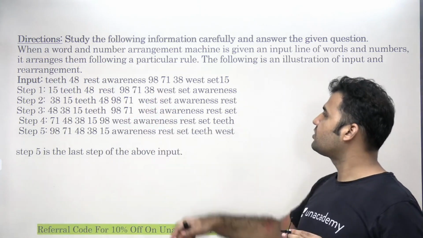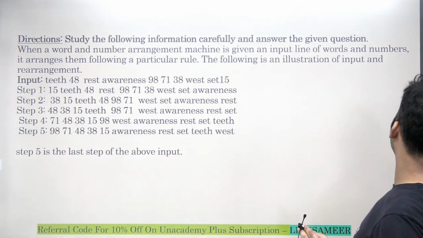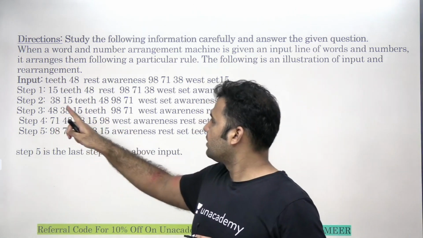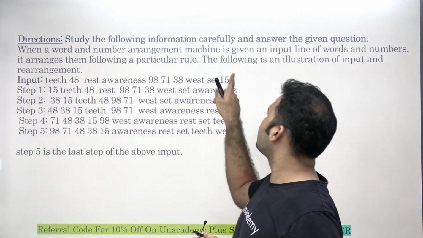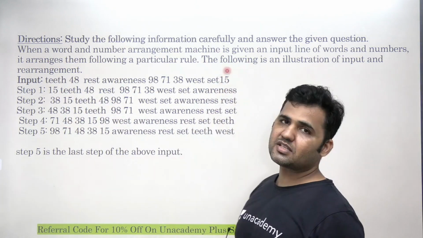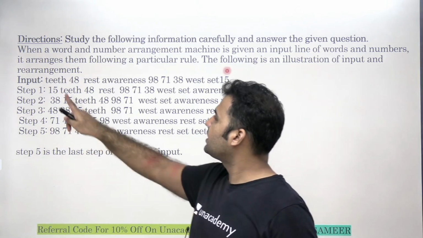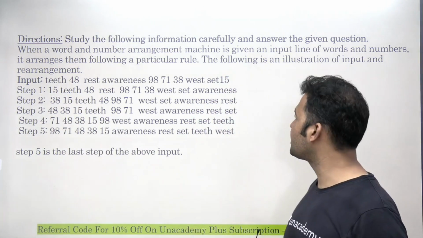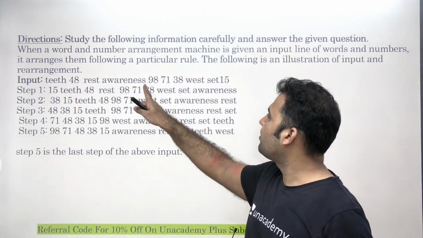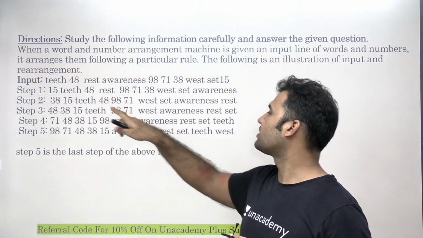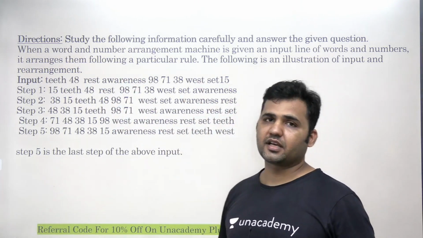When you move from step 1 to step 2, in step 1 you see the smallest number, that is 15, right? This smallest number 15 has been taken on the leftmost position, and the smallest alphabet, which is the word starting with the smallest alphabet, is awareness. This has been taken on the right hand side.